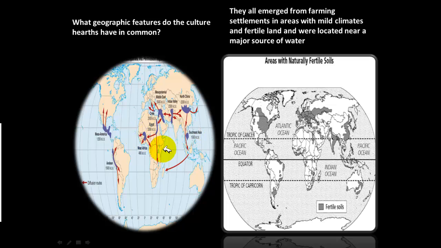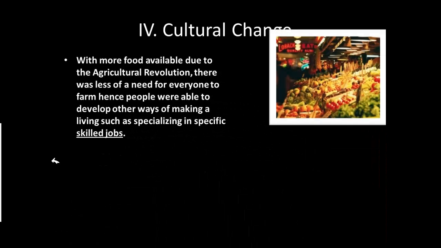We see West Africa and North Africa, the Middle East, the Indus River Valley, and China. So they all have fertile soils. The early cultural hearths were formed around places with fertile soils. Now, why is that important? Well, it brings us to the agricultural revolution and its importance.